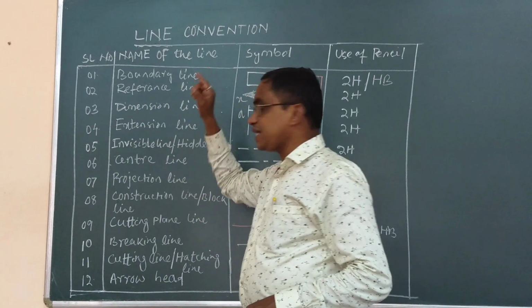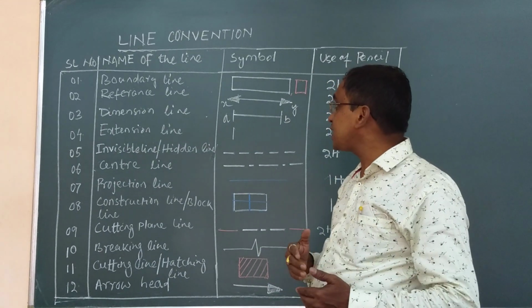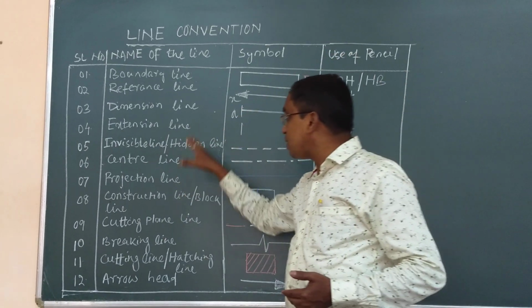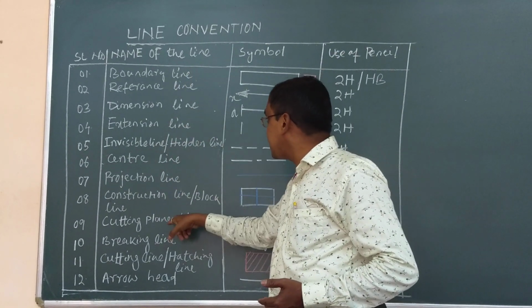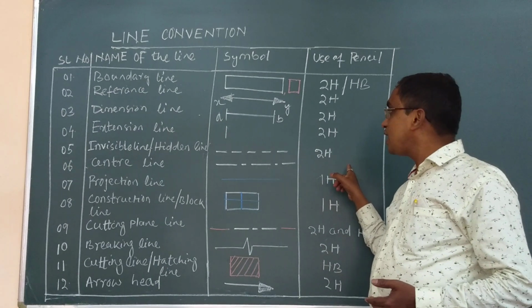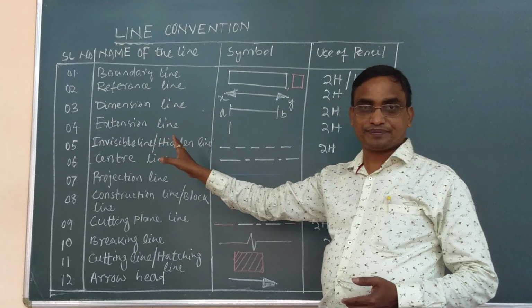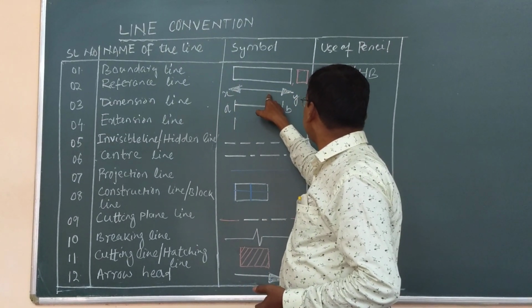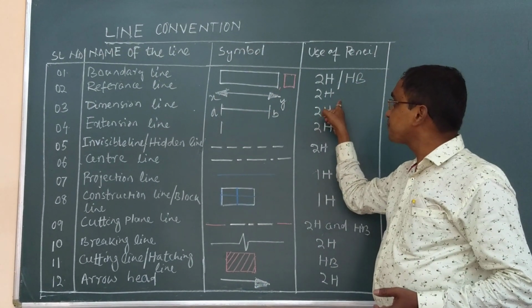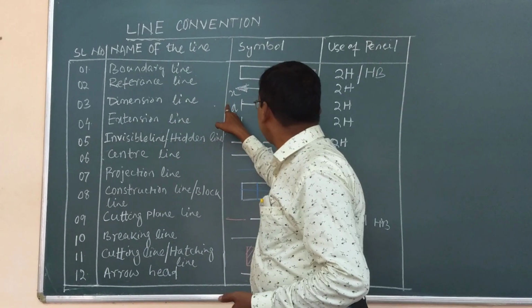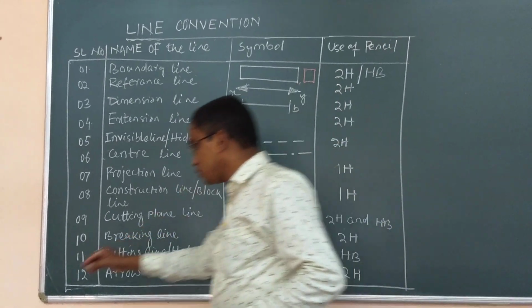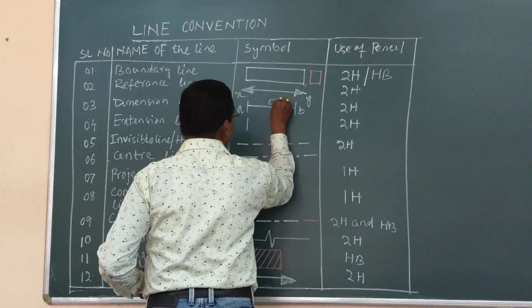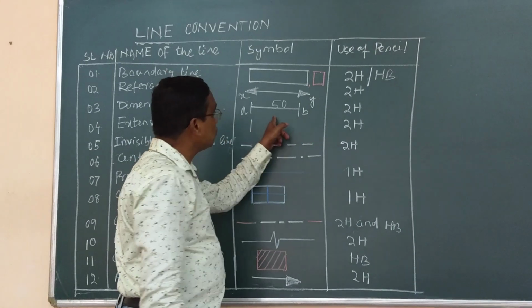Second one is the reference line. Gradually we will discuss what is a reference line, what is a boundary line, a dimension line. Today remember only this much: for which line, which pencil will be used, and what is the symbol of that line. Reference line, that is XY, the 2H pencil is used. Dimension line, this is AB, suppose you want to write here, say, 50 as the dimension; that's why a 2H pencil is used.